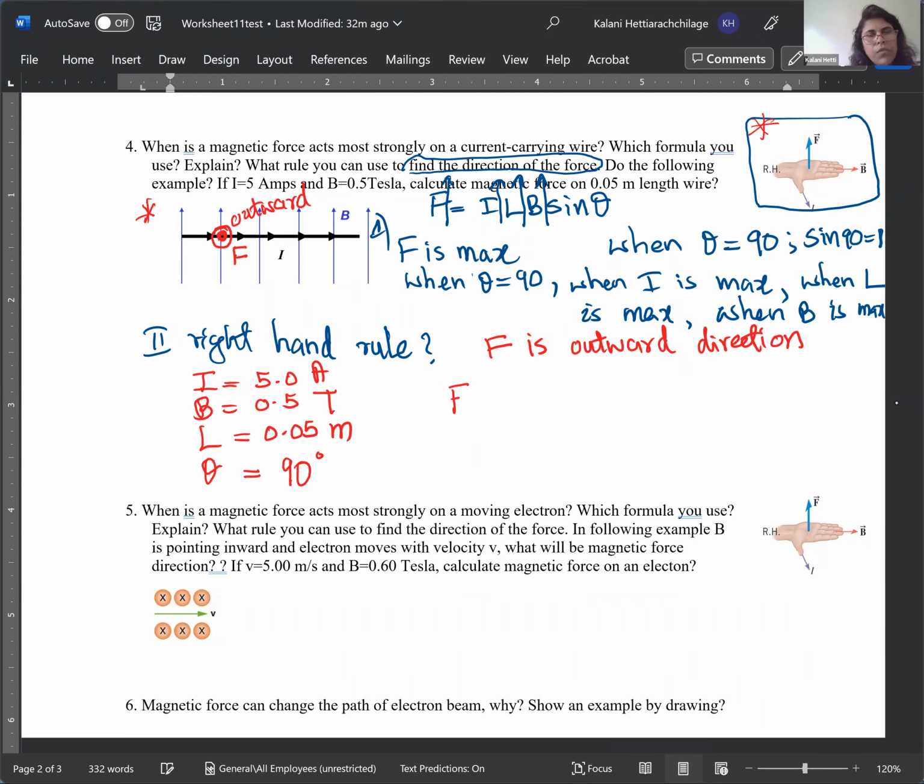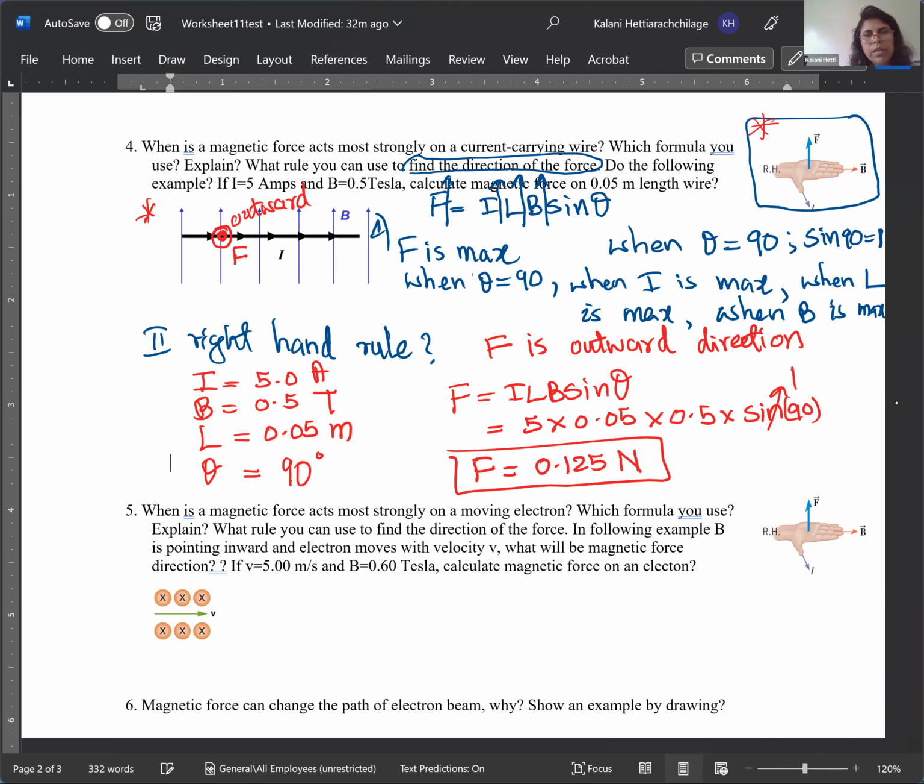Now let's calculate F. F equals I L B sine of theta, and then we're going to plug it in. We have 5 amps, length 0.05, and B 0.5, and sine of 90 is just 1. Then calculate the F. I have 125 newtons. And according to the diagram, the direction is outward.